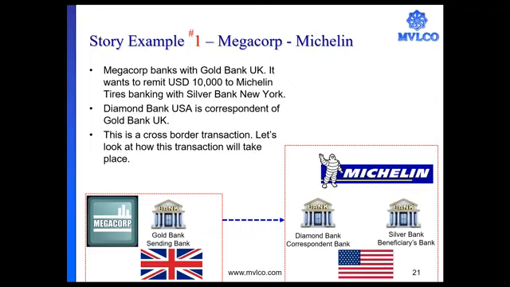So you've got 2 countries. One country is UK, the other country is United States. Diamond Bank in USA is the correspondent of Gold Bank in UK. Since this is a cross-border transaction, we'll use the SWIFT mechanism, MT103. Two mechanisms I'm going to use, a serial mechanism and the cover mechanism.